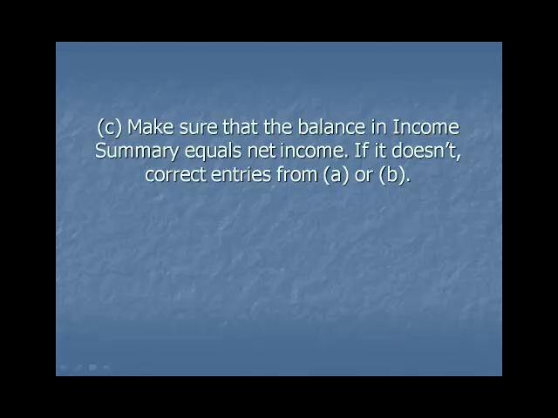The next thing we would do, if we had something to compare to, is we would make sure that the balance in the income summary equals net income. If it did not, then we would correct the entries from either one of those last 2 entries.